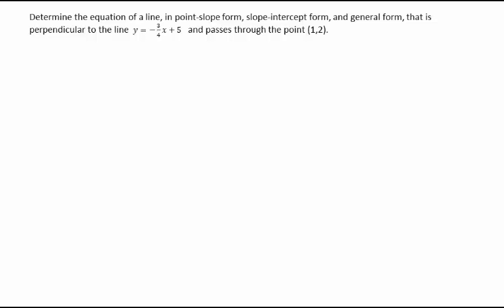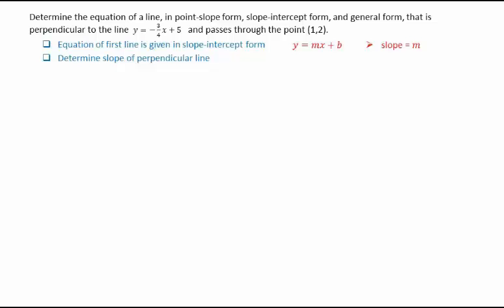Determine the equation of a line in point-slope form, slope-intercept form, and general form that is perpendicular to the line y equals negative 3/4 x plus 5 and passes through the point (1, 2). Here, the equation of the line is given in slope-intercept form, y equals mx plus b. We can then directly determine the slope as m, the coefficient of the x.